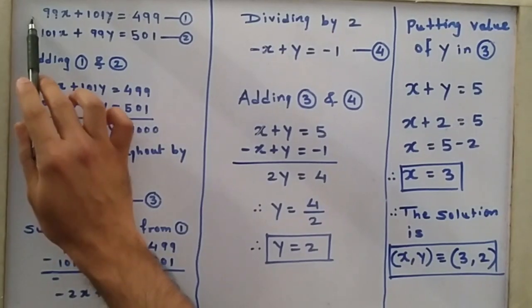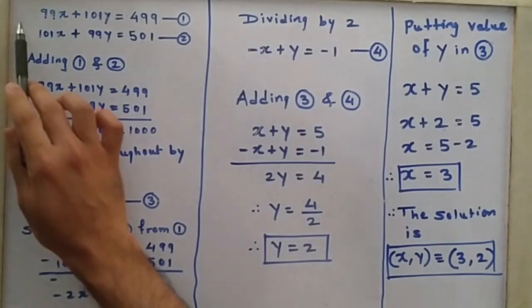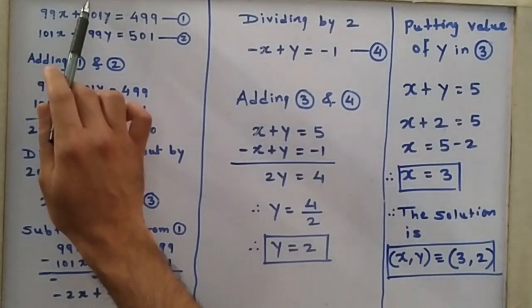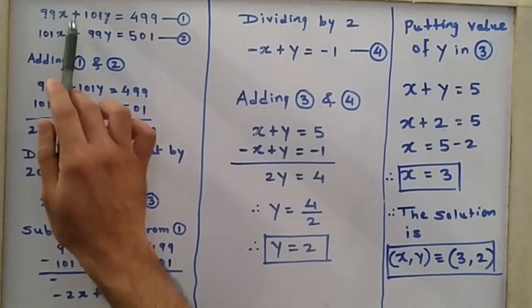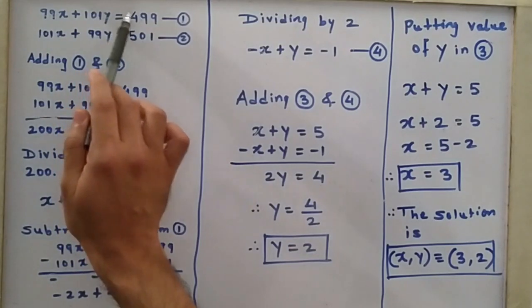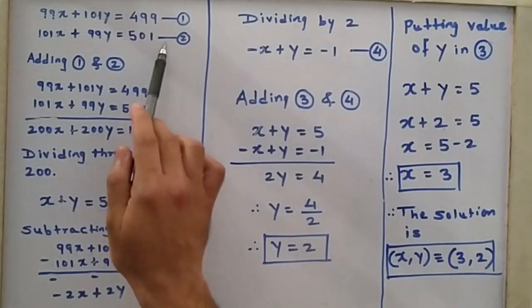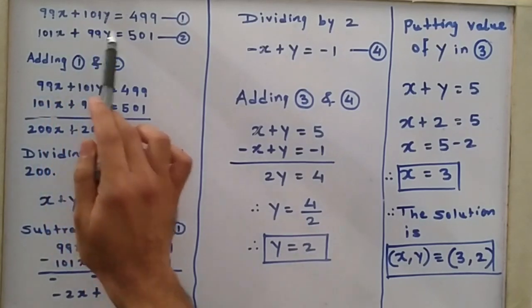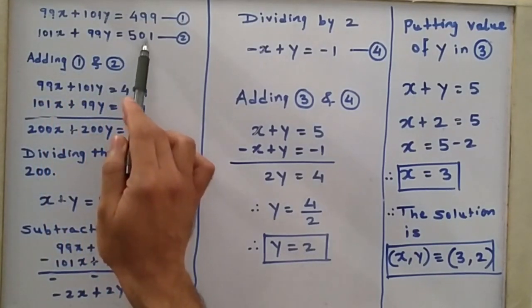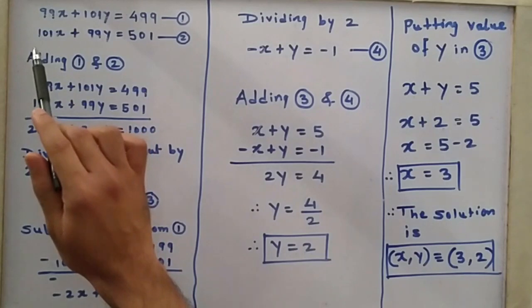This is sum number 7 from practice set 1.1, linear equation in two variables. The first equation is 99x plus 101y is equal to 499, and the second equation is 101x plus 99y is equal to 501. Now look carefully.